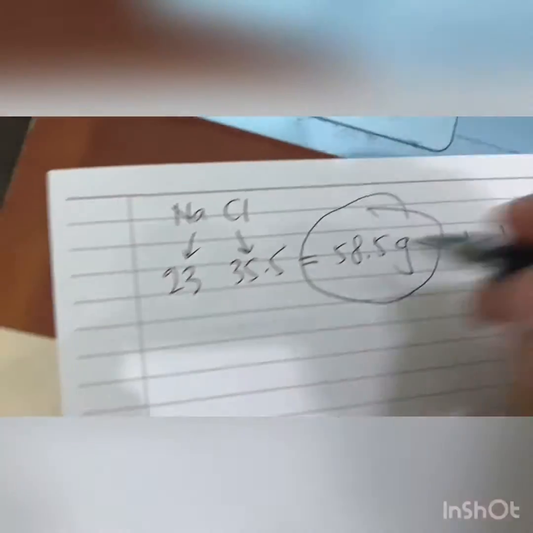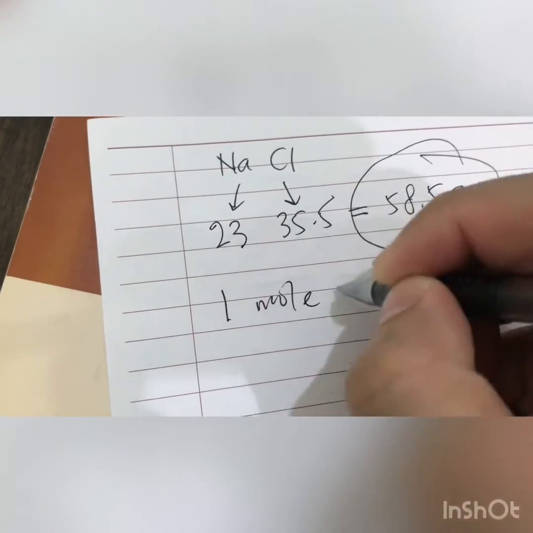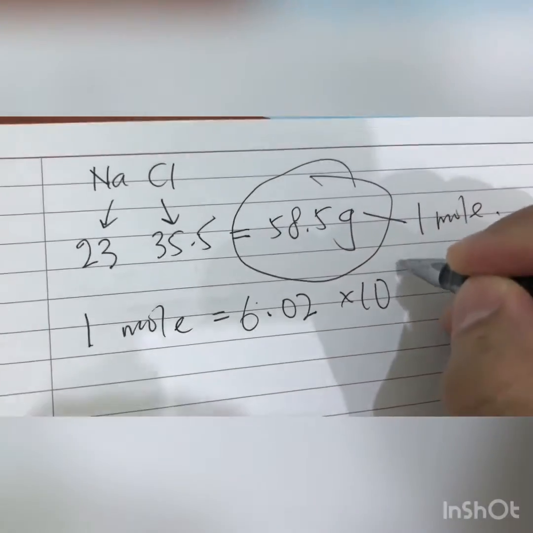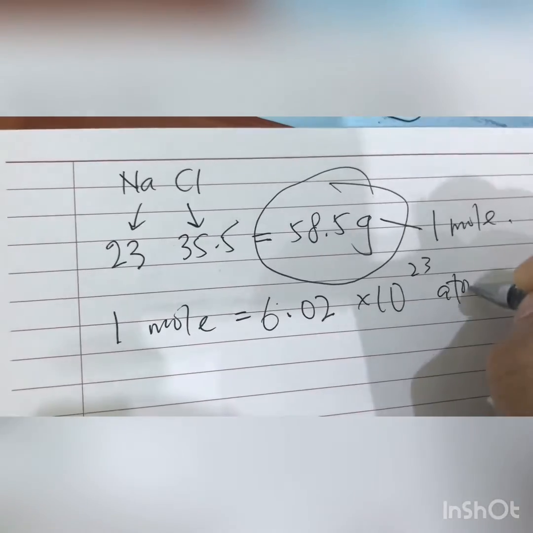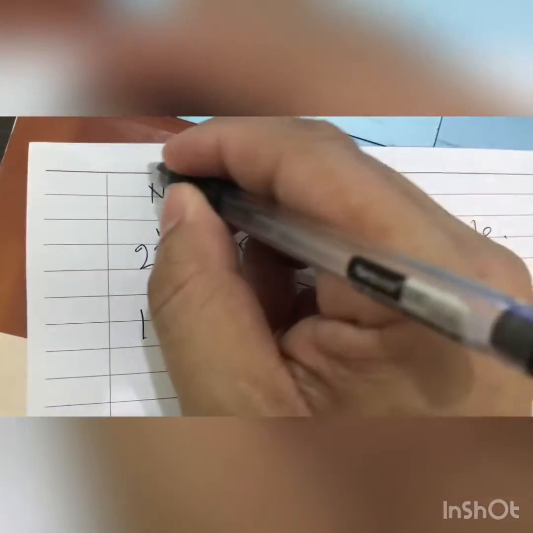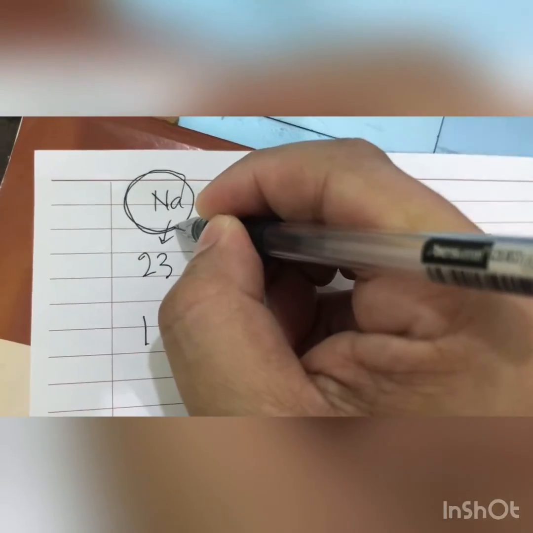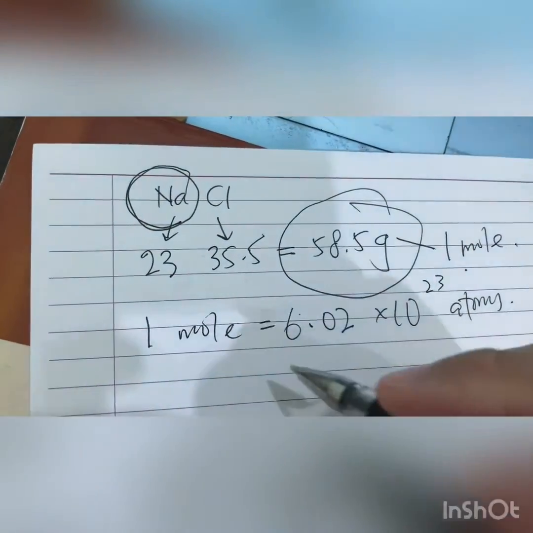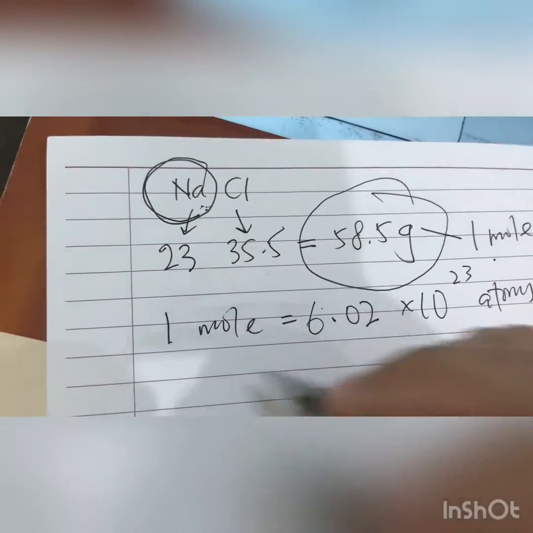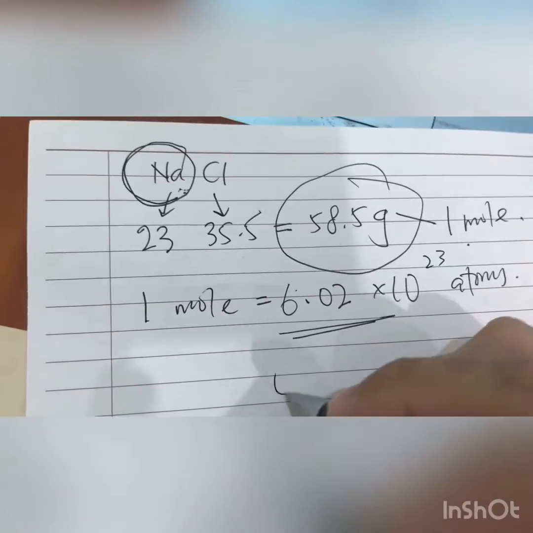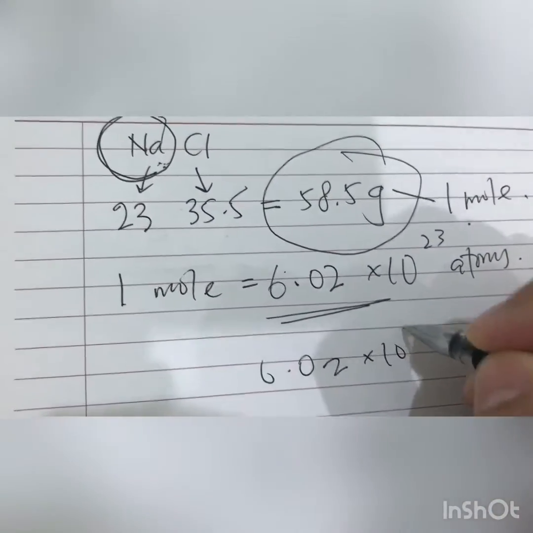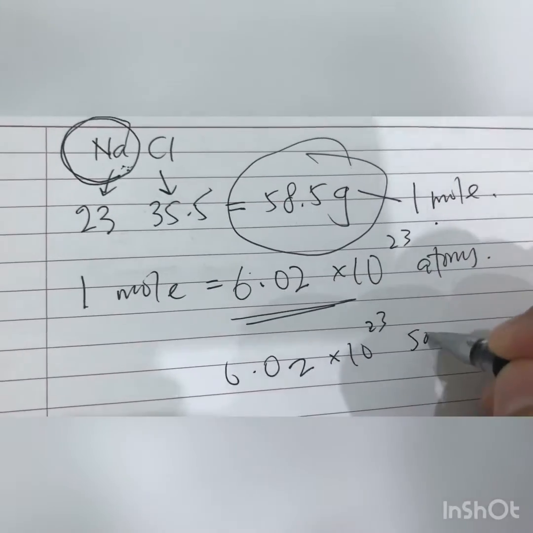Am I right? So as we know, 1 mole of everything is 6.02 times 10 to the power of 23 atoms. So since it is 1 mole, and we are asking about sodium ion, how many sodium ions? The answer is there are 6.02 times 10 to the power of 23 sodium ions.